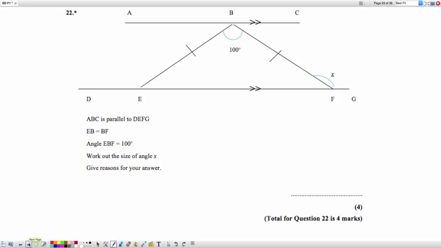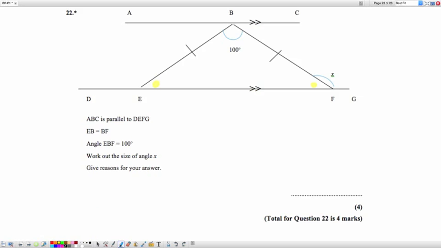Question 22. Here we have a set of parallel lines. We're told here that these two are equal, so we have an isosceles triangle. That means that this angle here is equal to this angle here, and we're given the angle here is 100 and asked to work out the size of the angle x. So first off, we have identified that we have an isosceles triangle here and the parallel lines. So there's going to be some alternate and corresponding angles.